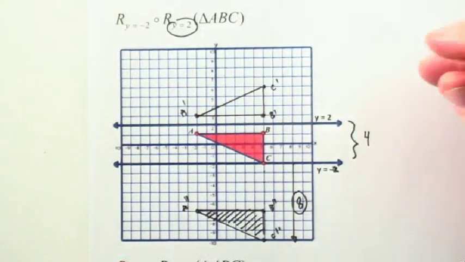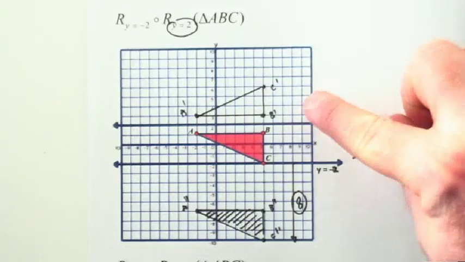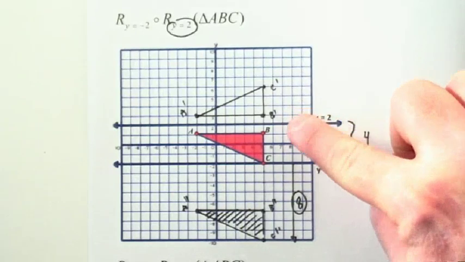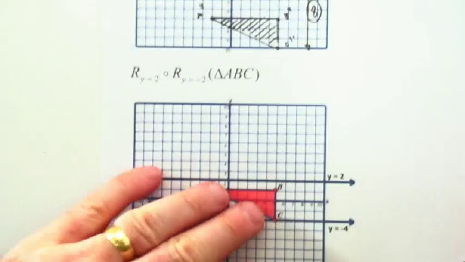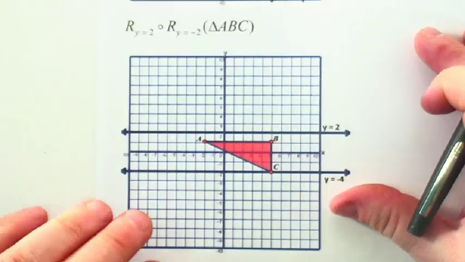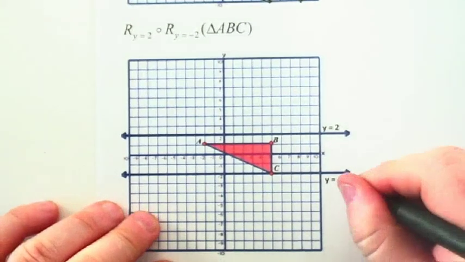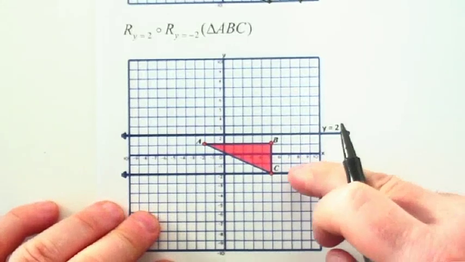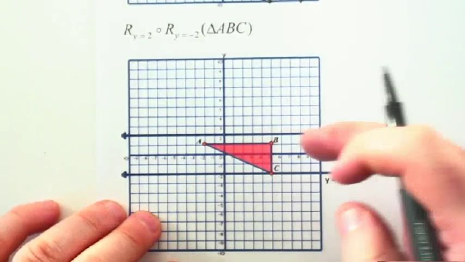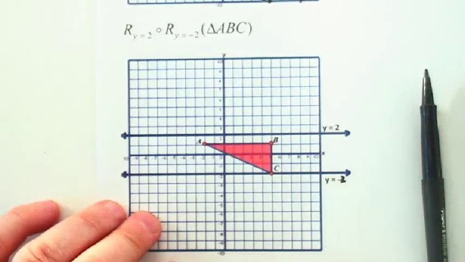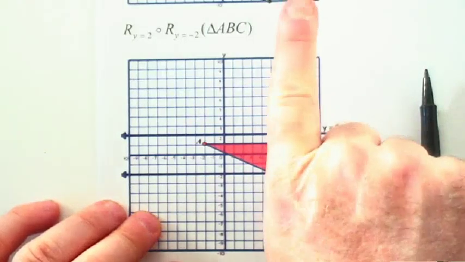Now remember, we said order mattered, and so they had us reflect over this one first, and then this one second, took us down 8. What happens if we reverse that order? So in other words, if we reflected on y equals negative 2 first, and then this one, what do we guess? That we would maybe go up 8.